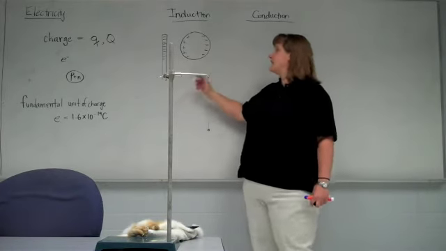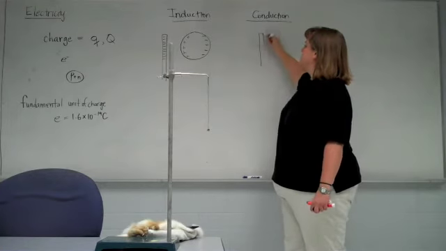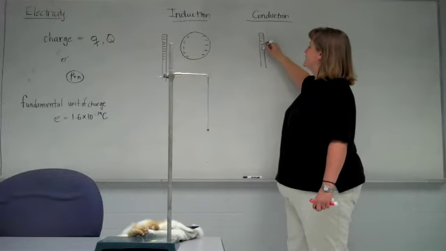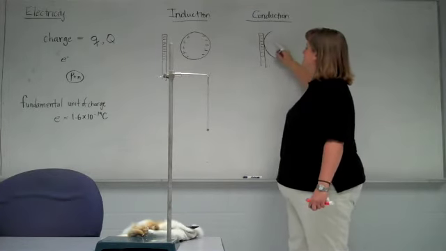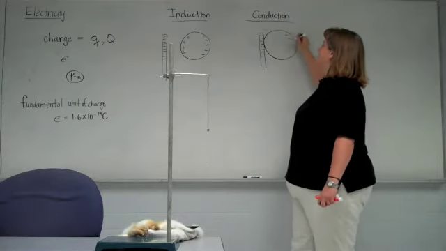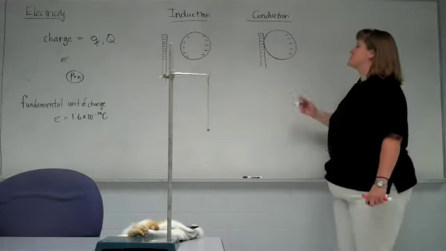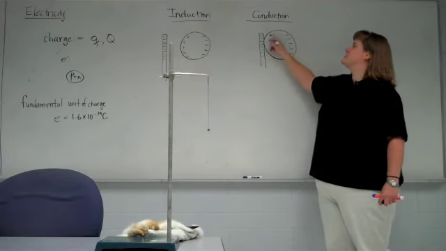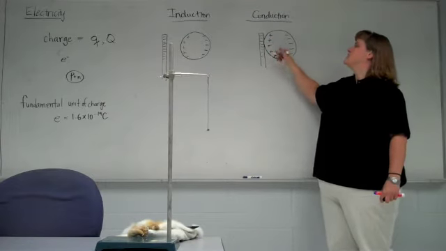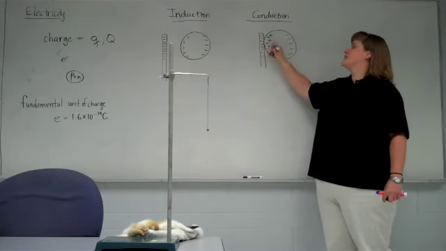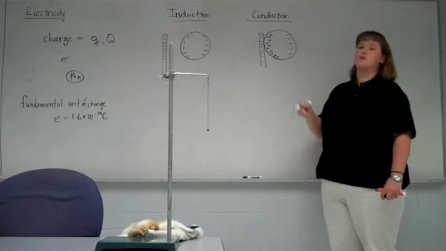When it touched, that was conduction, because they touched. We still have those charges that went to the other side. We still have the protons that were left behind. Now some of these electrons jump over because they're attracted to that proton.